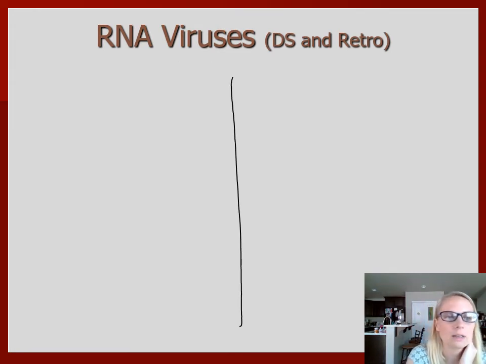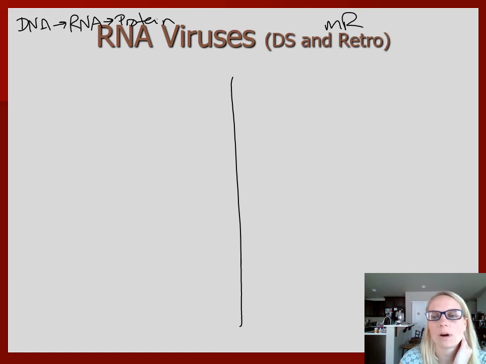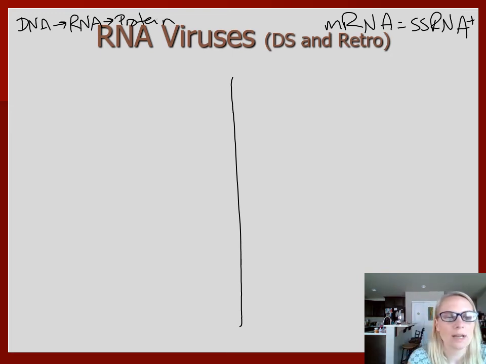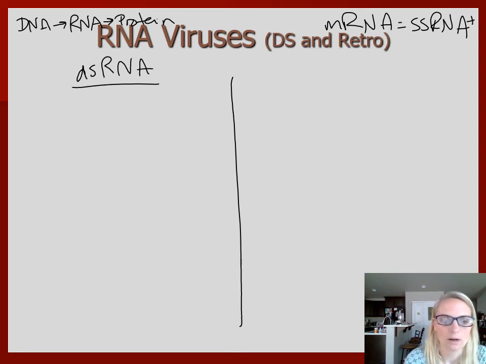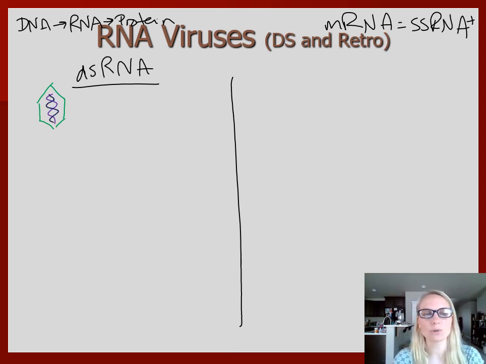So kind of split my screen, keep our central dogma up here, DNA to RNA to protein, and a reminder that mRNA equals single-stranded RNA positive, okay? So in these last couple viruses, we are going to have double-stranded RNA. All right, so let's see what we start with. We got our capsid, and we're gonna have our sense strand and our nonsense strand. All right, so that is our double-stranded RNA.